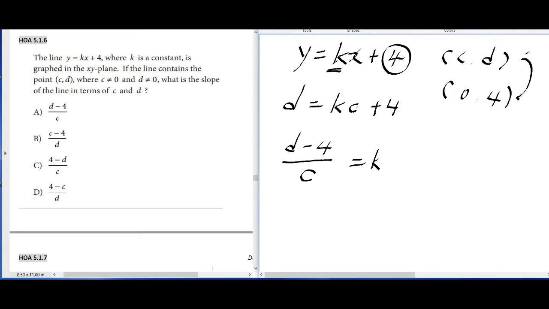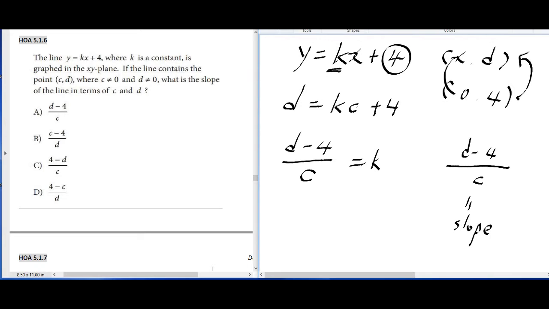Or this way is better, right? From 0 to C, so the bottom is C, right? And the top is D minus 4, right? This one is just slope. That's it. You just take the two ways.